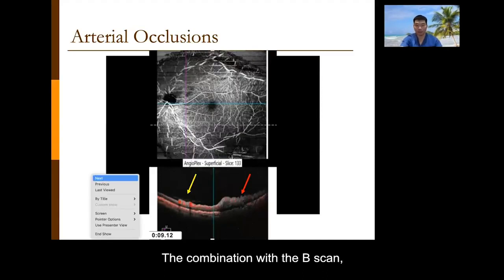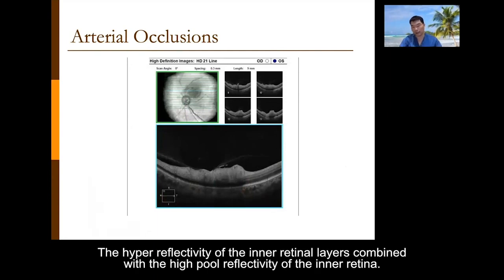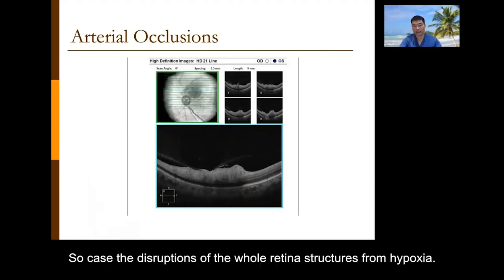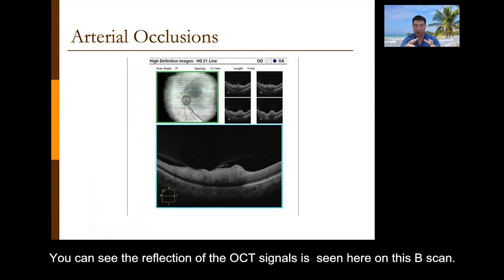Again, in combination with the B scan, you can see that there is a haphazard kind of disorganization of the retina due to the hypoxia and ischemia from the arterial occlusion. Again, the hyperreflectivity of the inner retina layers combined with the hyporeflectivity of the inner retina showcase the disruptions of the whole retinal structure from hypoxia from this arterial occlusion. Here you can see the rarefaction of the OCT signals is clearly seen on this B scan.